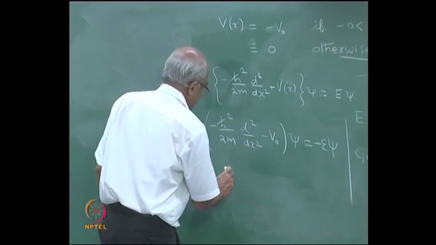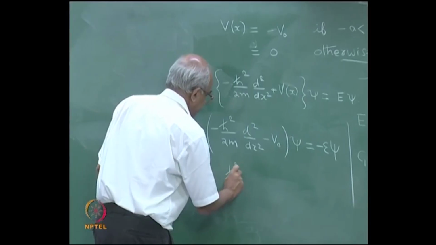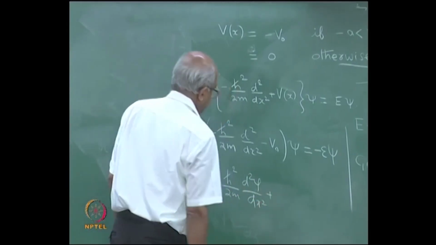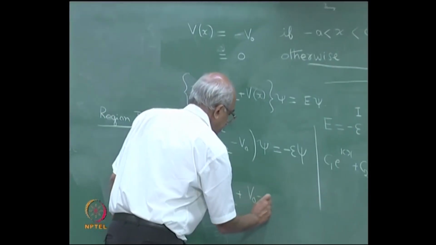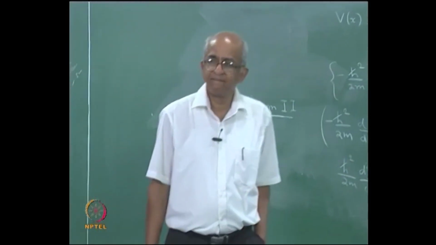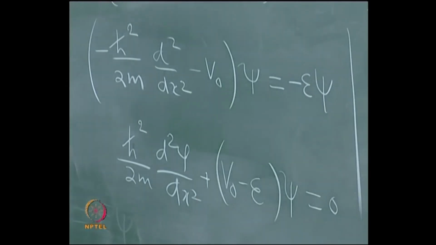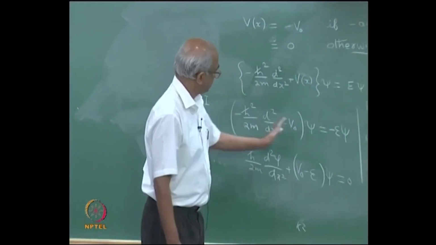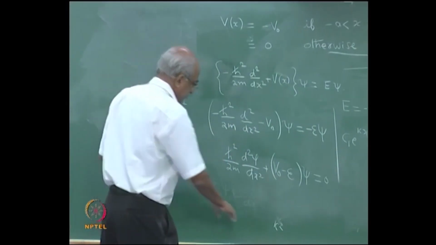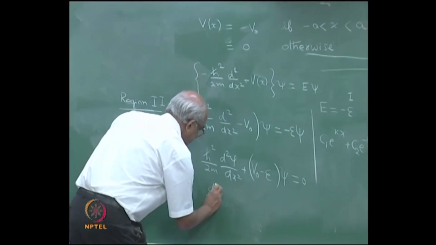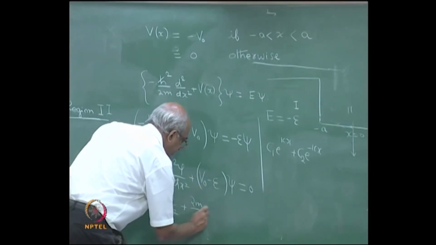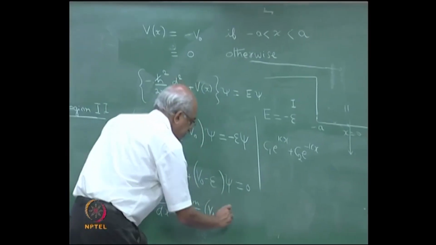You can easily rearrange this equation. You are going to get h cross square by 2m d square psi by dx square plus V0 minus epsilon into psi is equal to 0. Right? You just multiply throughout by minus sign and then take this term to the left hand side, and you get this equation. Or if you like, you can rearrange and write this as d square psi by dx square plus 2m by h cross square into V0 minus epsilon, times psi, is equal to 0.